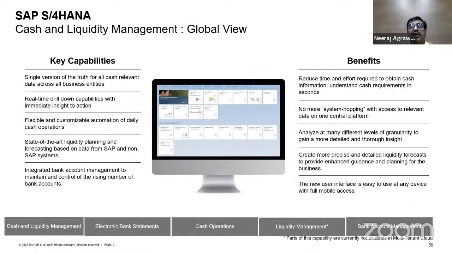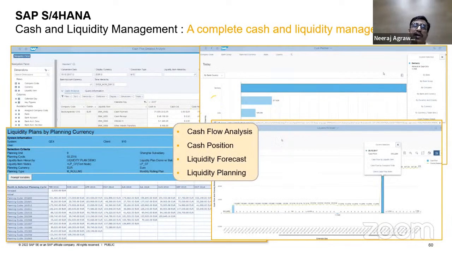Then we go to the cash and liquidity management. This has some really good dashboards and capabilities, where you can do your cash and liquidity management, electronic bank statements, cash operations, liquidity management, and bank account management. So these are very robust processes, enabled with intelligent technologies embedded in them.